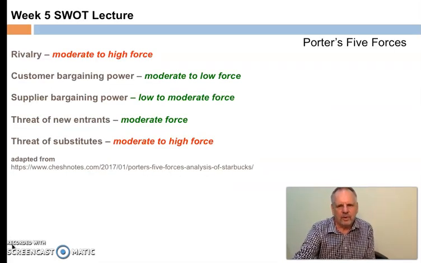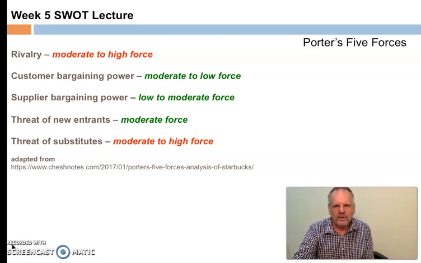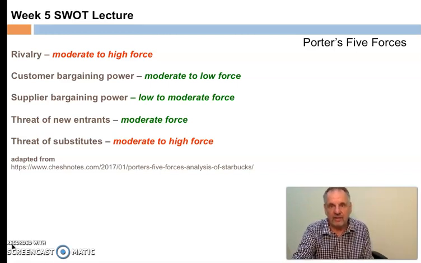In the 5 forces model, these forces are measured from high force through to moderate and low force. So if something is high force, we could safely call it a threat. And in the Starbucks situation, rivalry, competition, that's high force. There are a lot of coffee shops around. And if we were putting this on a SWOT grid in the threats quadrant, we would write competition, that's a threat. Customer bargaining power, supplier bargaining power, threats of new entrants, these are not really threats. They could even be opportunities.